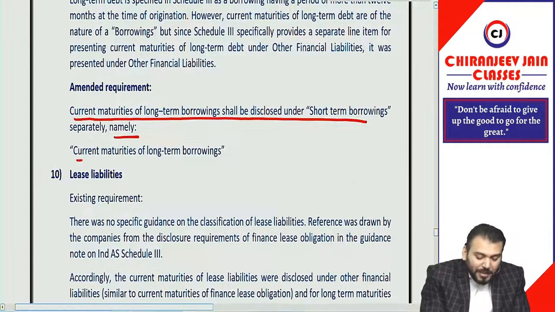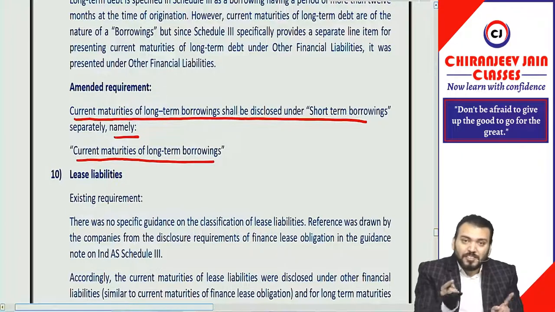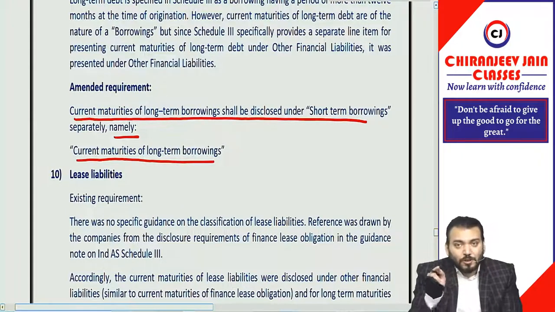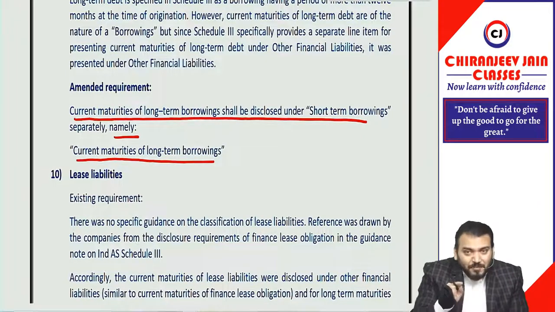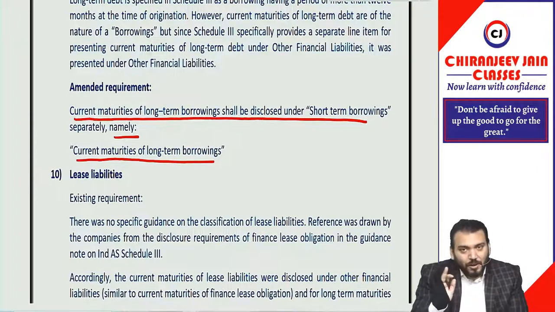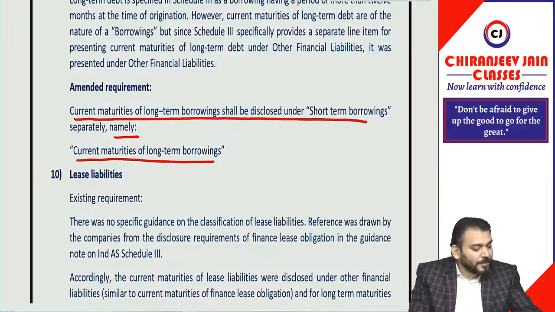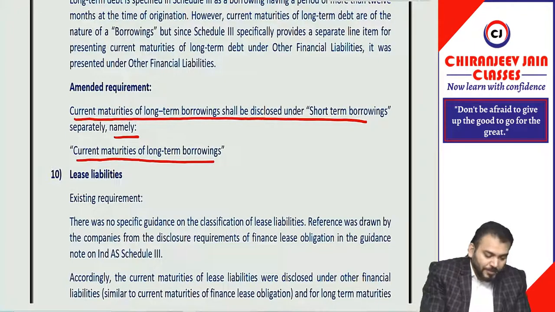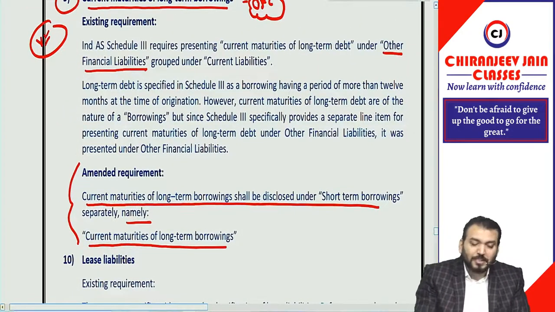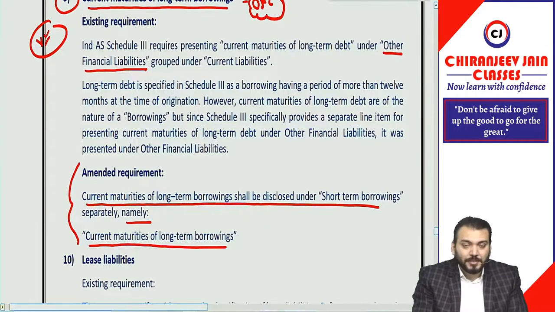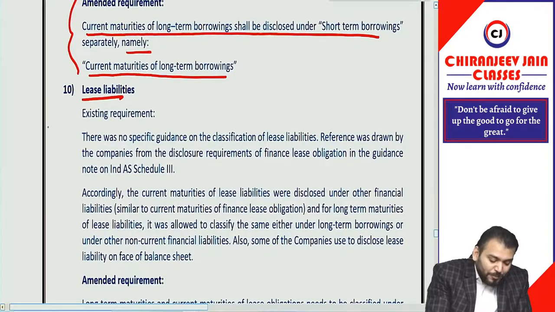Separately, namely current maturities of long-term borrowing. So previously we used to disclose current maturities of long-term borrowing under other financial liability, but now we'll disclose under short-term borrowing, under financial liability. Got it? Have you understood this point? Any doubt about this? Correct. This is one important amendment which will be important from the examination point of view. Got it? Yes, sir.